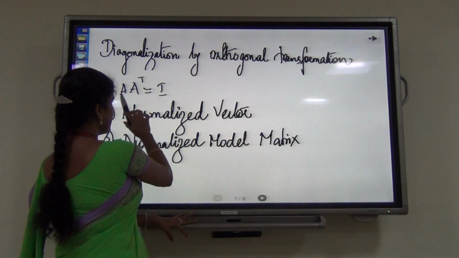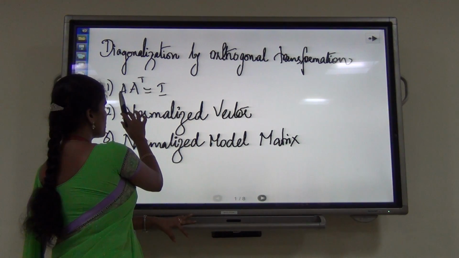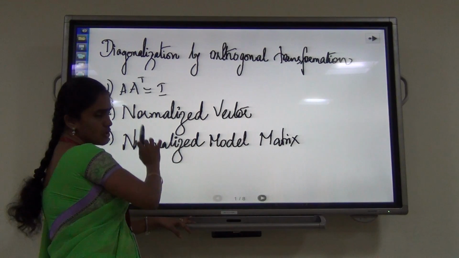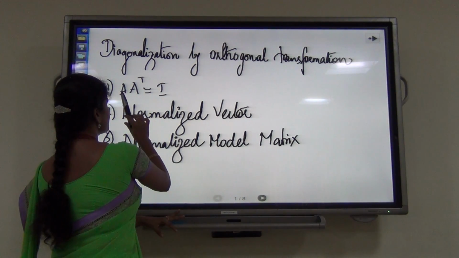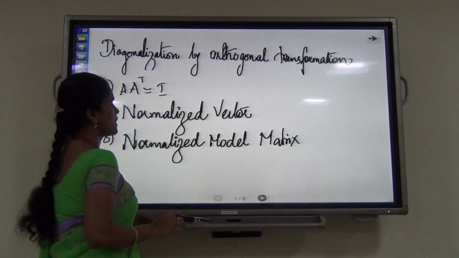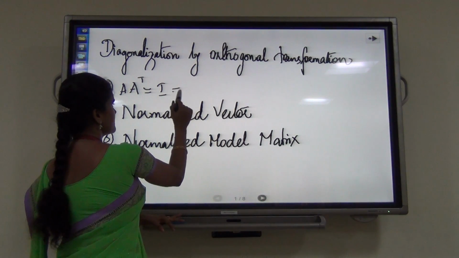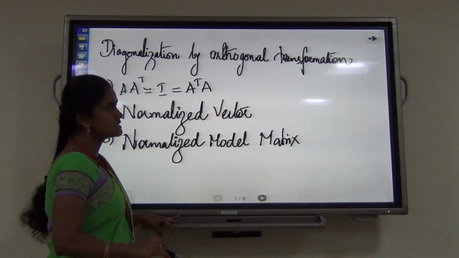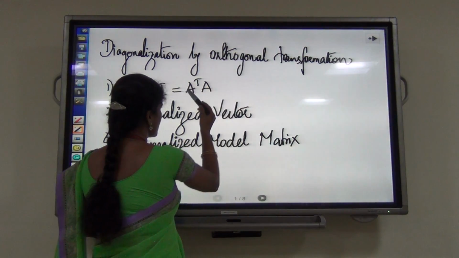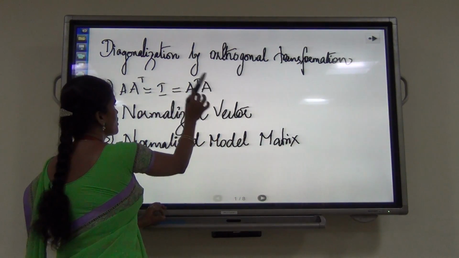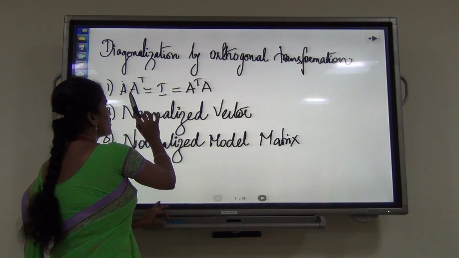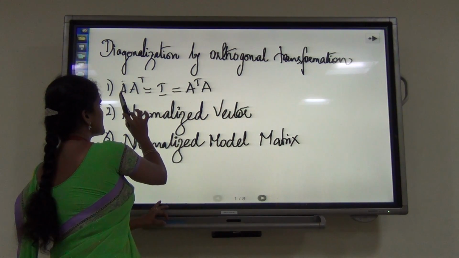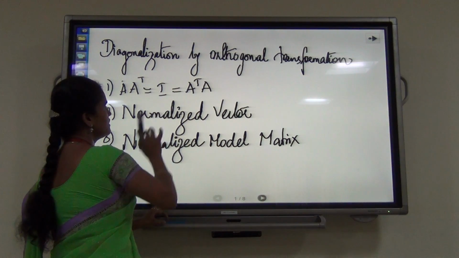It says that A is an orthogonal matrix. So in order to say that A is an orthogonal matrix, we have to prove that A transpose A is equal to I, or this could also be given as A A transpose, both are equal. So we should know first what orthogonal means. So this is what orthogonal means. In order to say a matrix is orthogonal, it should satisfy A transpose A is equal to I.